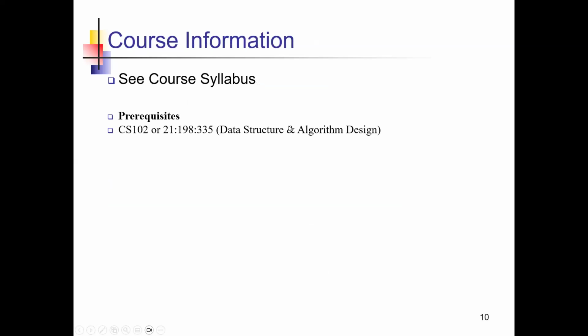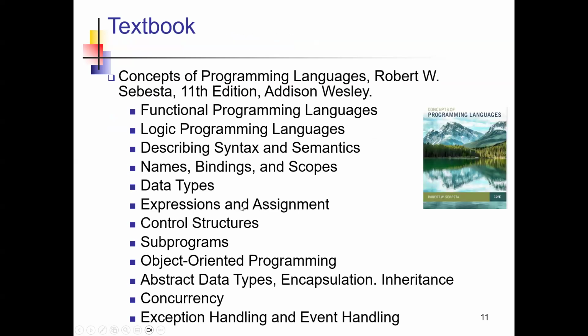Now, the course information. Again, we shall go through the course syllabus. So again, see the course syllabus. As we said, the prerequisite for this course is CS 102. Also, if you have taken a data structures and algorithm design course, which is CS 335, then you are good to go. This is our textbook for this course, Concepts of Programming Languages by Robert Sebesta. We are using the 11th edition, published by Addison Wesley. And these are the topics we are going to focus on.